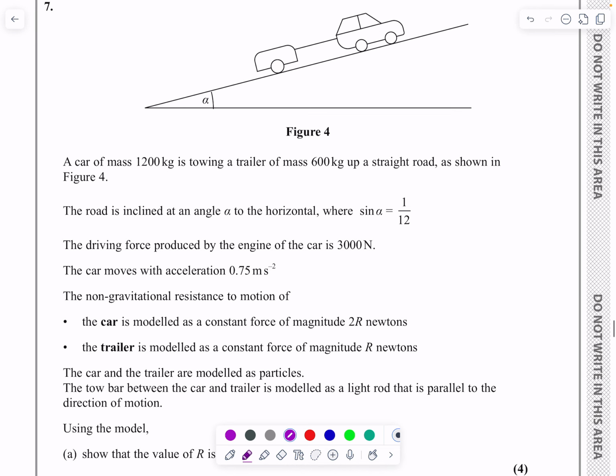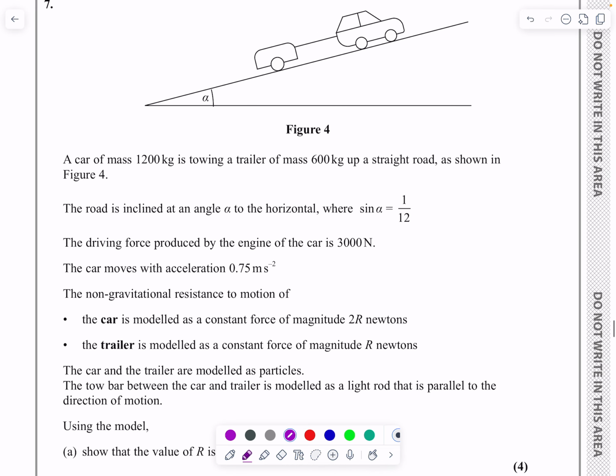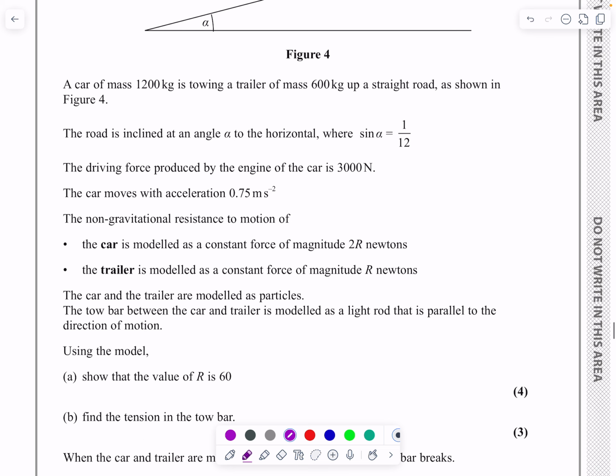We've got a car and a trailer. One's 1,200, one's 600 kilograms. The angle alpha has sine alpha equal to 1/12. The car's got a driving force, in this case 3,000, and it's moving with acceleration 0.75. And then it tells me, which is quite unusual, what the two resistance forces are. What it means is that I won't need to do F equals mu R on this question.